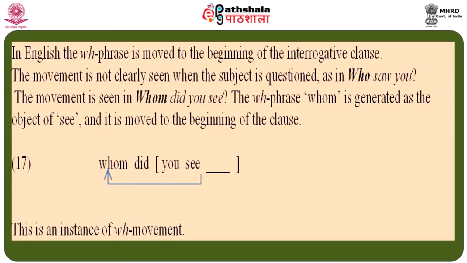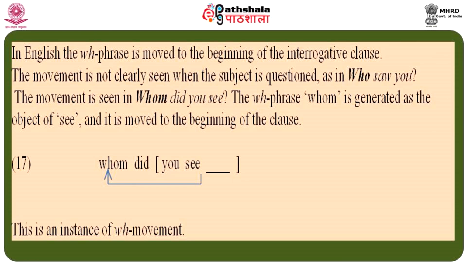The WH phrase whom is generated as the object of see, and it is moved to the beginning of the clause as you see in the illustration. Now this is an instance of WH movement, so whom has been moved from its object position to the beginning of the sentence position. Let us look more closely at the movement shown in 17.